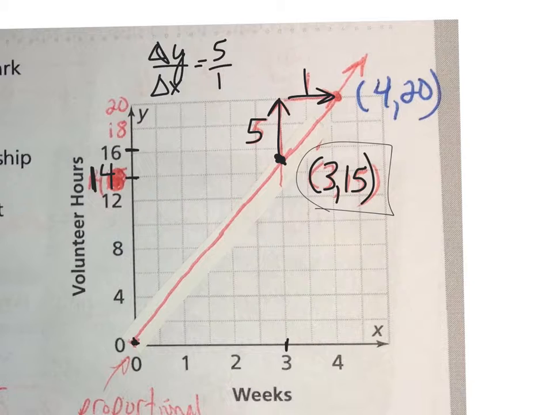So we were at 15. If we go up 5, takes us to 20. And if we go over 1, our x would be at 4. So (4, 20) would be another point on the graph. And that would be another option, another way that you could graph that equation.